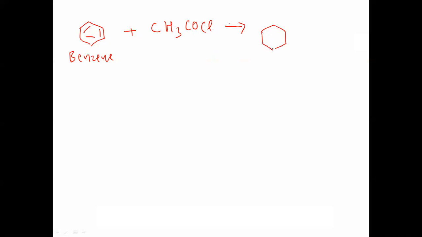Benzene ring remains intact, no change. Only change is one of the hydrogen atoms will be replaced by COCH3 group. Okay, and we will get byproduct: this hydrogen atom is replaced, that hydrogen atom and this chlorine atom will combine together and produce HCl. Okay, so this is benzene, this is actually acetyl chloride. I will write the name, acetyl chloride.